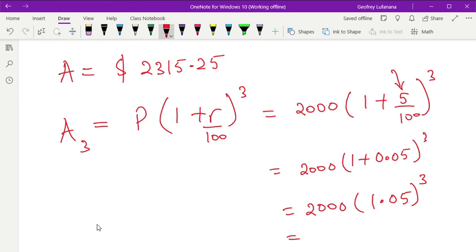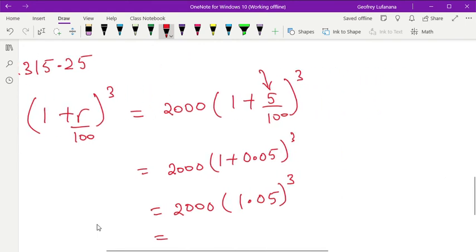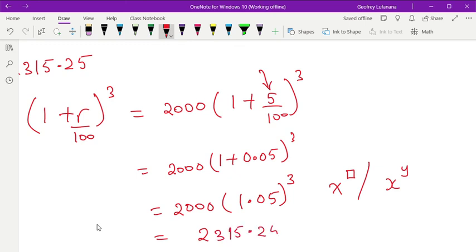When I press that on my calculator, let me pick up my calculator. I will start by pressing 1.05. You need to remember where you find this button. On some calculators, it is X with a box on top, whereas on others it is X to the power Y. So that is to the power 3, then times 2000, you get 2315.25 straight away. What does this mean?